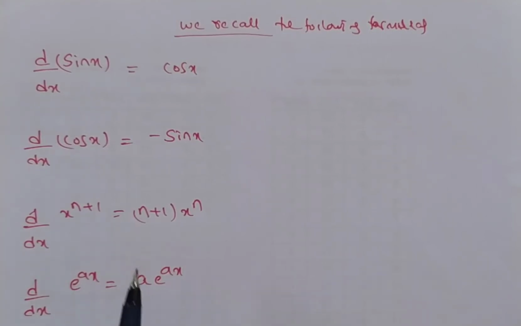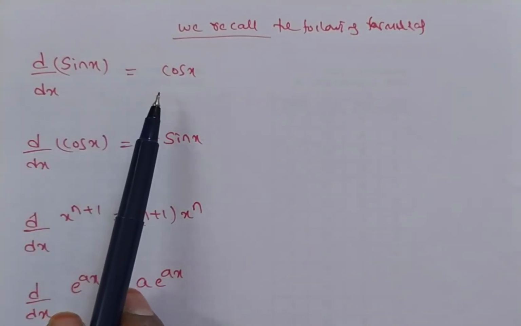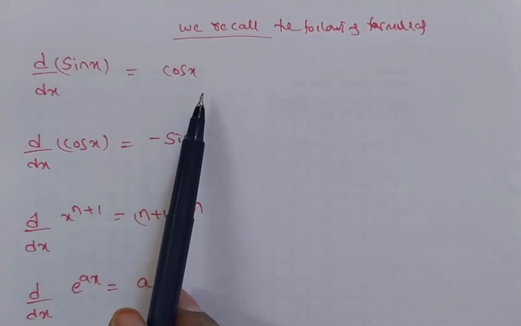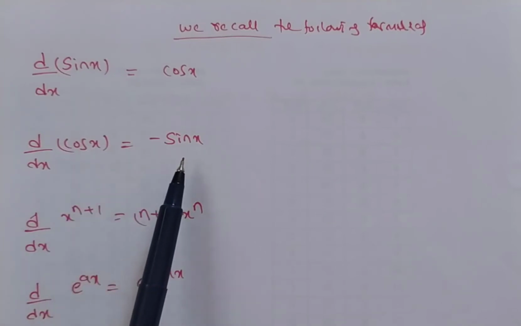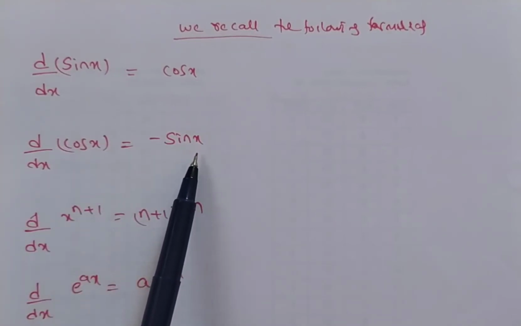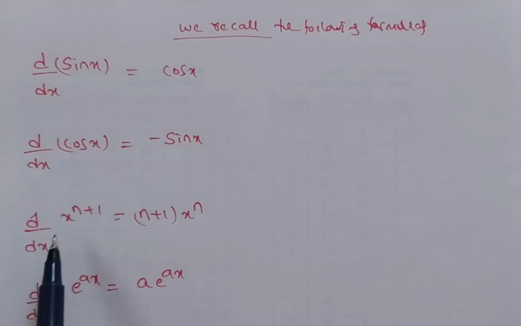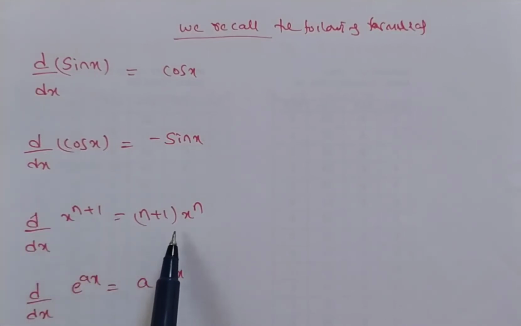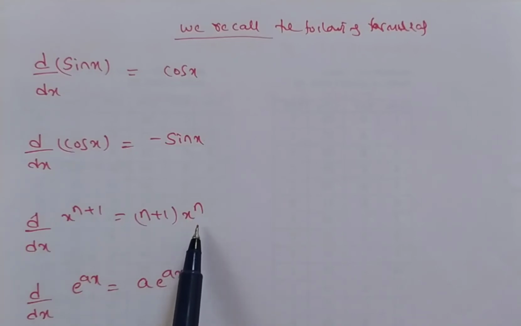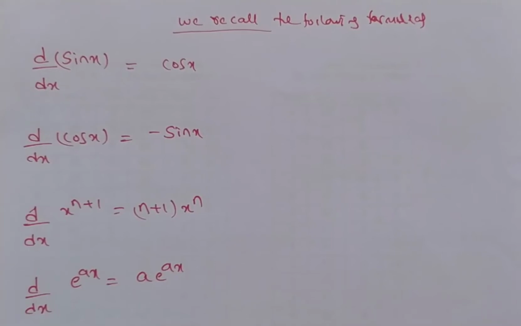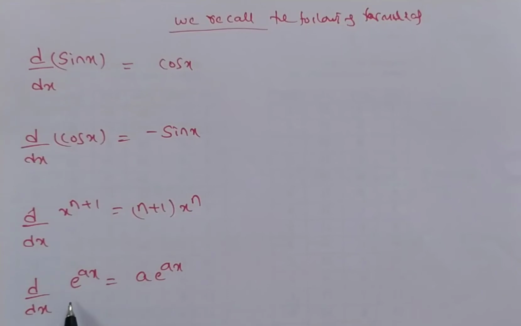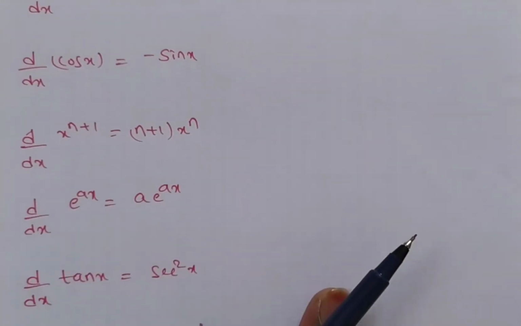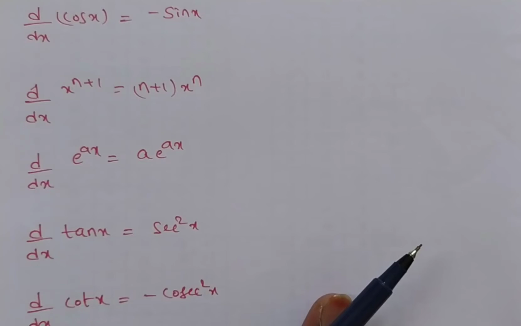Friends, you see the derivative of sin x is what? Cosine x. So the integration of cosine x, what you can say? Sin x. Derivative of cos x is minus sin x. So integration of sin x, what we have? Minus cos x. Derivative of x to the power of n plus 1 is n plus 1 into x to the power of n. Then integral of x power n is x to the power of n plus 1 by n plus 1. Derivative of e to the power of ax is a into e power ax. So the integration of e power ax is e to the power of ax by a, plus a constant will come in the indefinite integral. Okay.